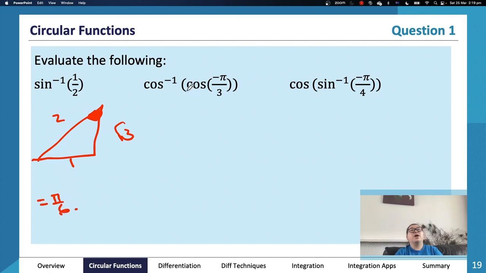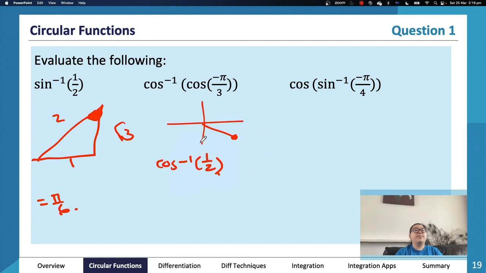Cool. All right, so cos inverse of cos negative pi on 3, right? So what we have here is that situation from before. So if we think of where cos of negative pi on 3 is, it's here, right? So cos of negative pi on 3 is just going to give you positive a half in terms of the value of it.